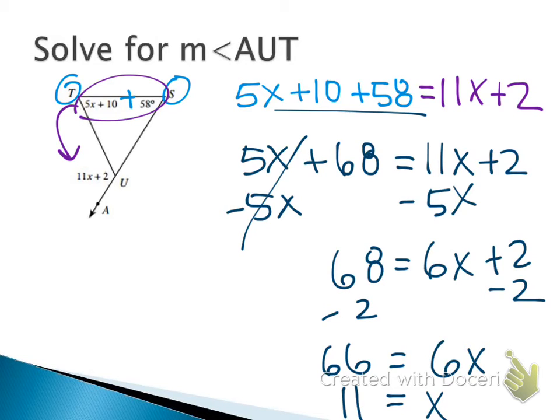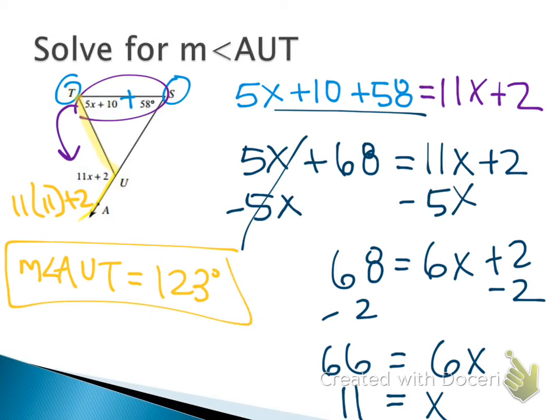Did it ask for x? No. It asked for the measure of AUT. So we're going to plug it in. 11 times 11 is 121, plus 2 is 123. Perfect. You're going to take out your whiteboard and your marker.